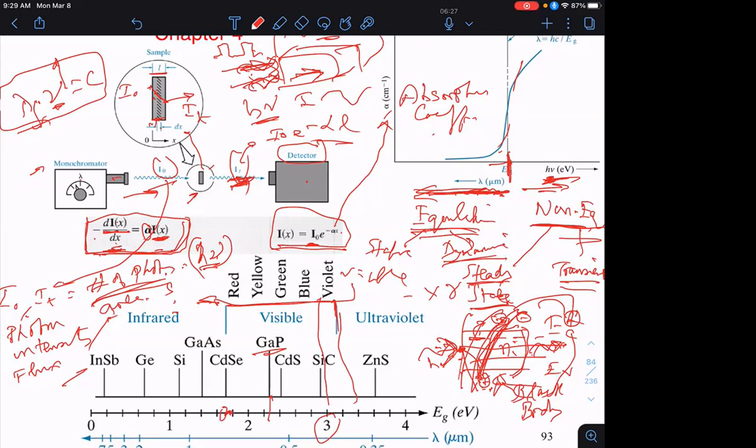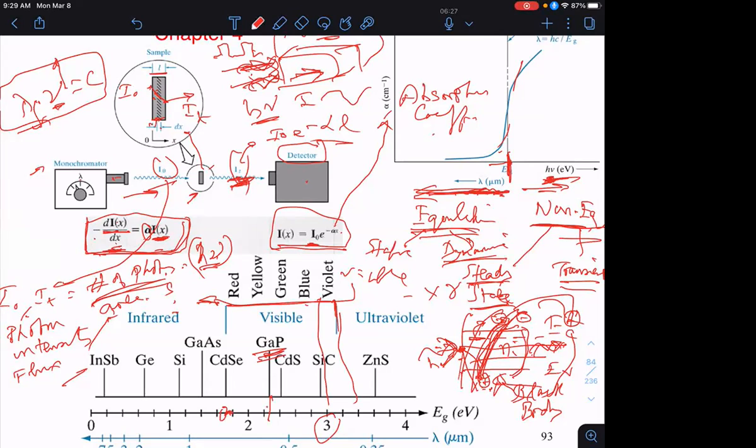So what's going to happen if I shine white light on a thin slab of gallium phosphide? Which photons do you think would be absorbed and which would be transmitted? Would the blue photons be absorbed or be transmitted by gallium phosphide? Anybody?